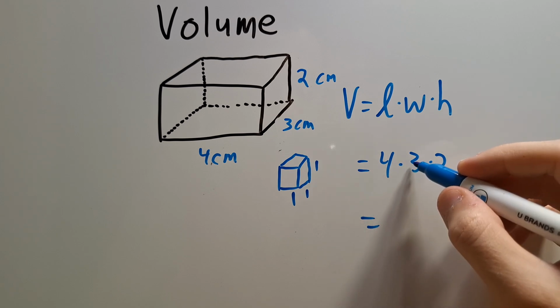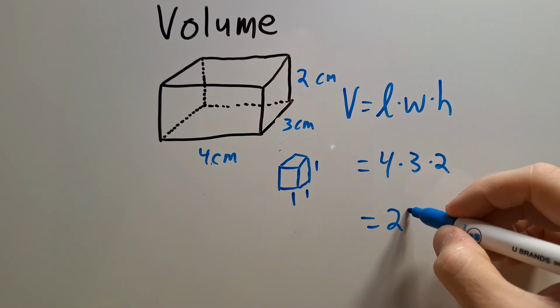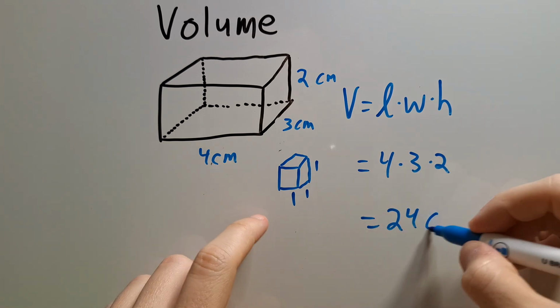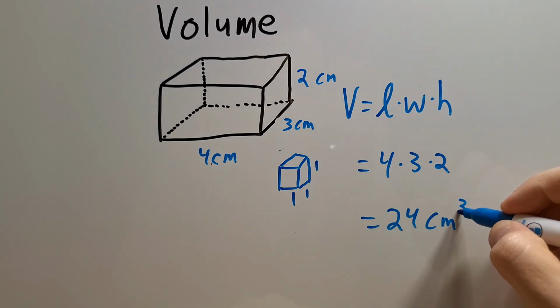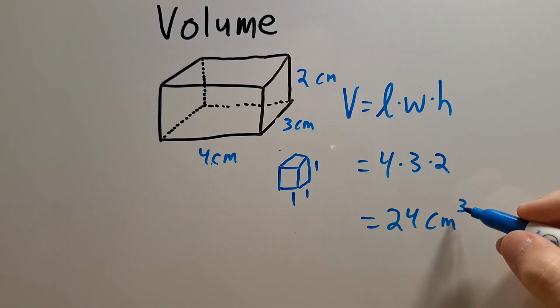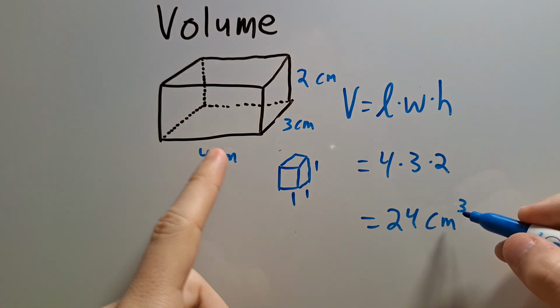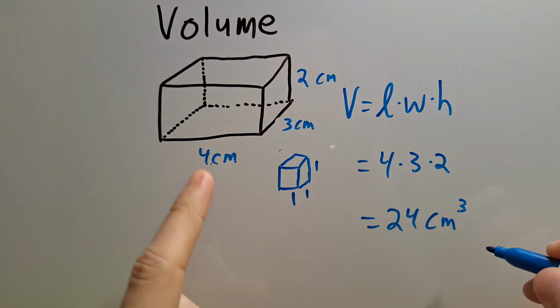4 times 3 is 12, times 2 is 24 centimeters cubed. And we write 3 when we're dealing with volume because each figure that we find the volume for will be a three-dimensional object.